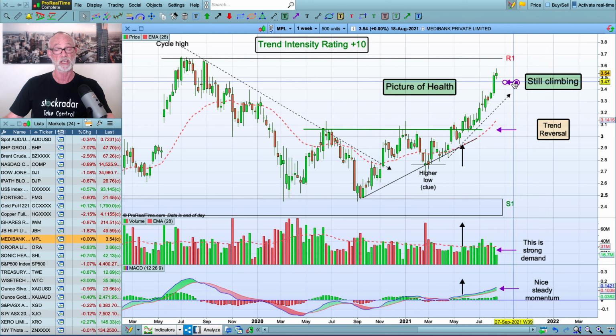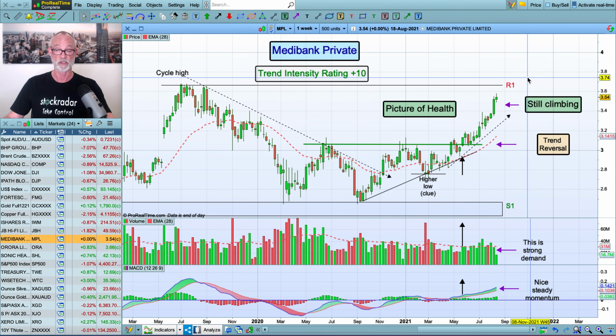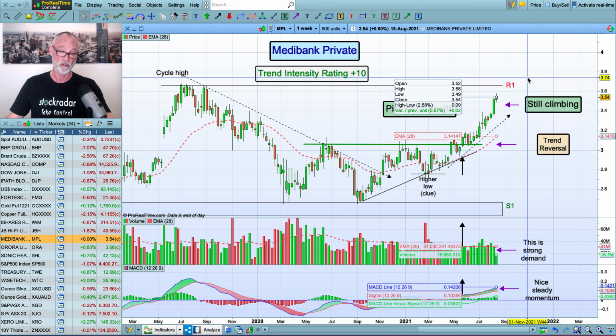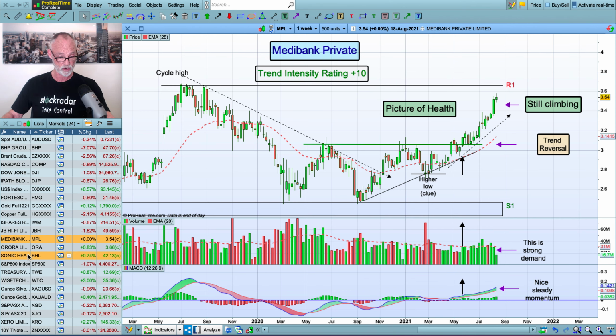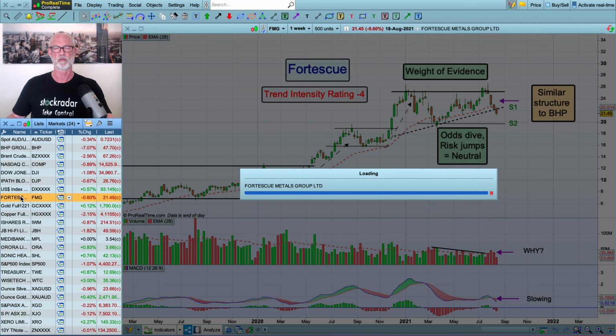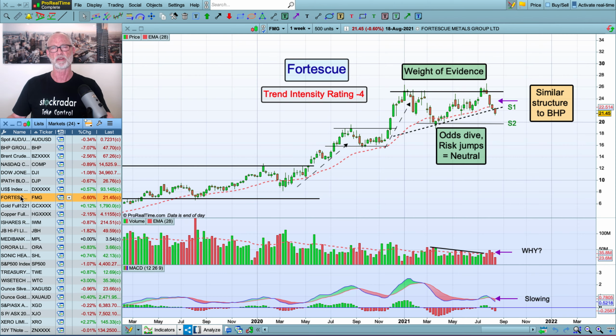Okay, and I don't know what it's done today, but I don't think it'll be off very much, because it's not responding to that materials sell-off at the moment. So Medibank Private's looking very good, very solid. That's a good stock for you to hold. Now, we're going to have a quick look at Fortescue and BHP. Reason being, Fortescue really wasn't performing very well before compared to BHP, and I'm not too sure why.